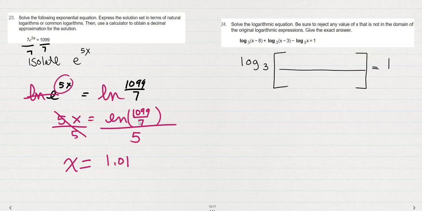Actually, I think that maybe on the calculator, this 1099 divided by 7 might come out even, so check that.